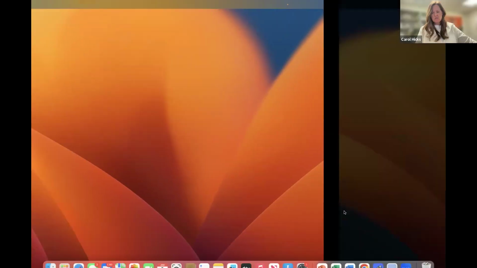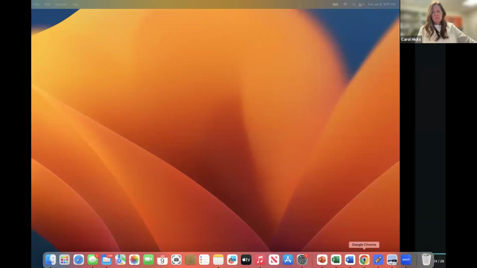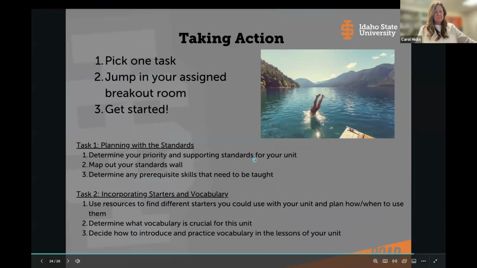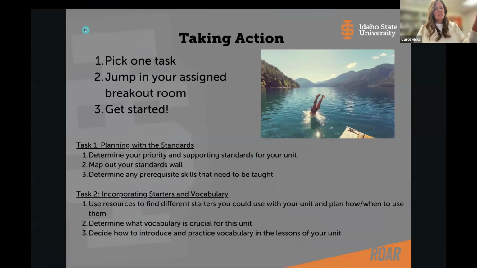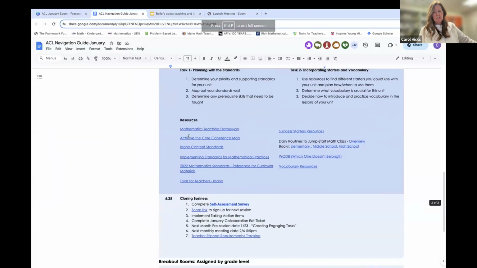I wanted to just remind you, whatever you're doing, if you're deciding to work on the standards or if you're working on the starters and vocabulary, if you look at our navigation guide, our resources are right here. All the resources on the left-hand side have to do with standards and prerequisite skills.